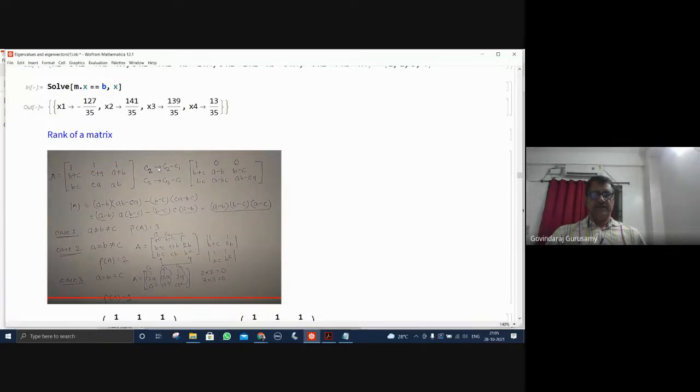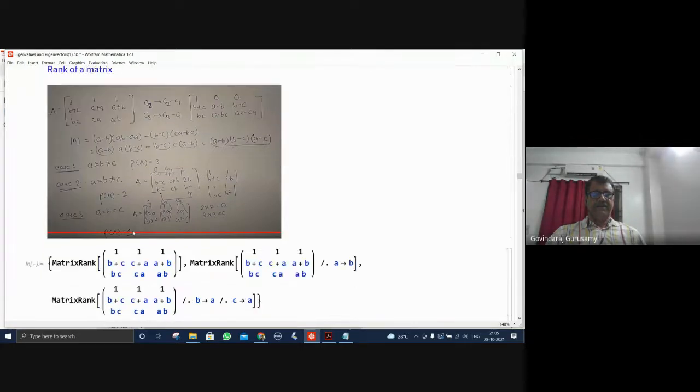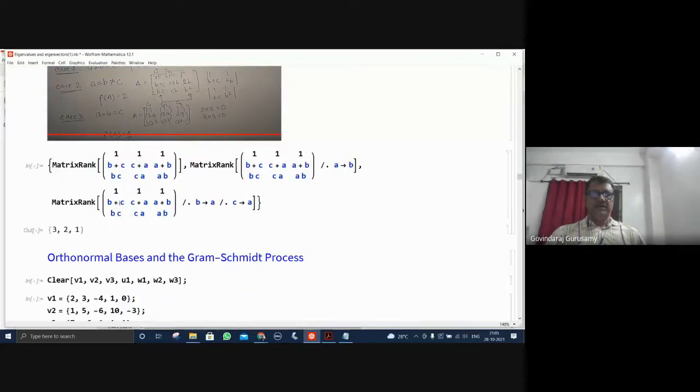And I have given a typical example here, where you can see this is the matrix 1, 1, 1, B plus C, C plus A, A plus B, and this is BC, CA, and AB. Then you manipulate it for the cases: A not equal to B not equal to C, A equal to B not equal to C, and A equal to B equal to C. You can find the rank is going to be 3, 2, 1, which can be done directly by using the statement rank of a matrix. You can see I'm putting it here.